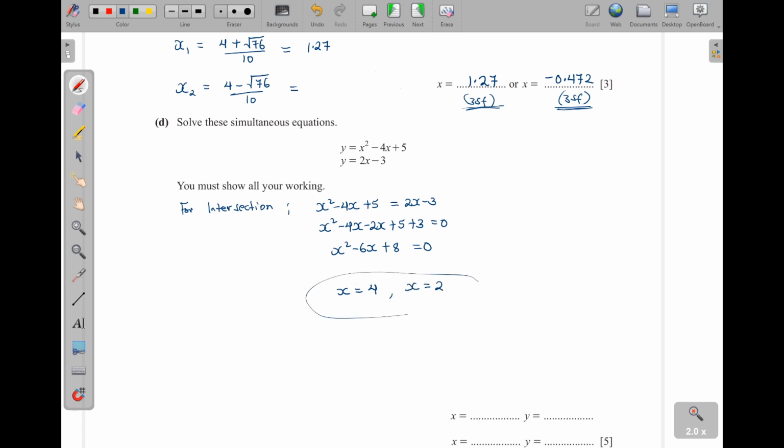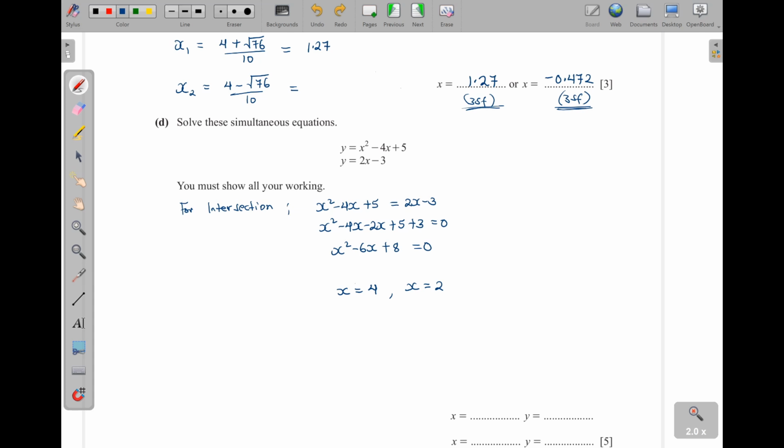But if you just write these ones here and then you go, you are going to lose marks because they said you must show all your working. So you must show your attempt to solve the quadratic equation. So what do we do? Here, they didn't specify whether you can solve using factorization, completing squares, or even the formula.